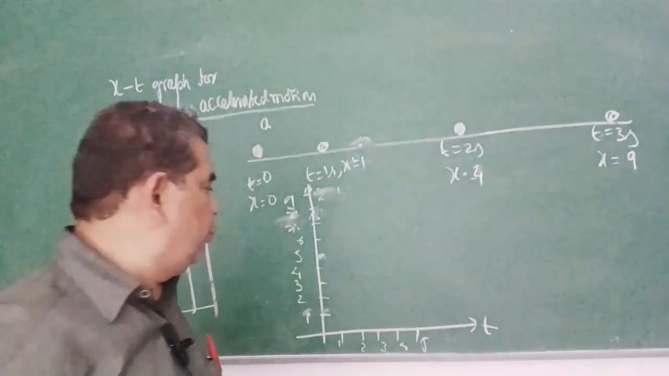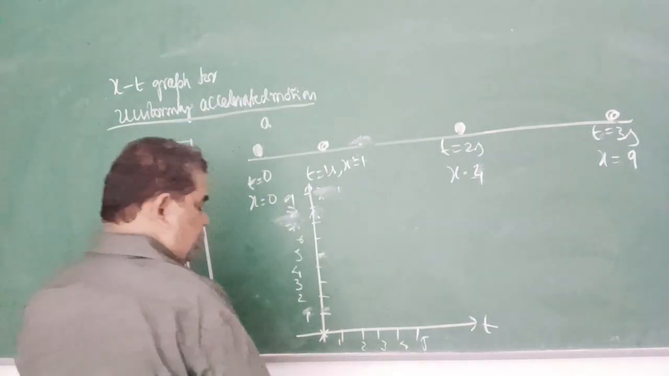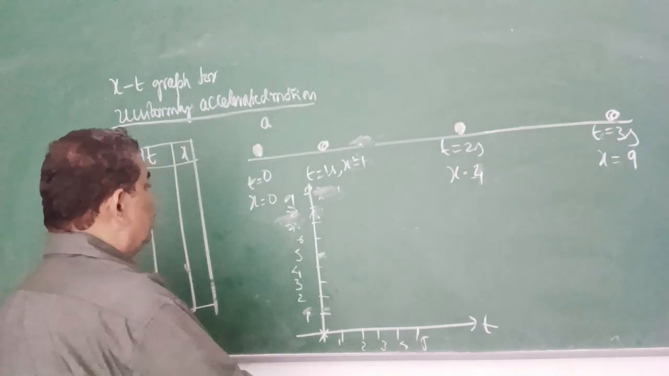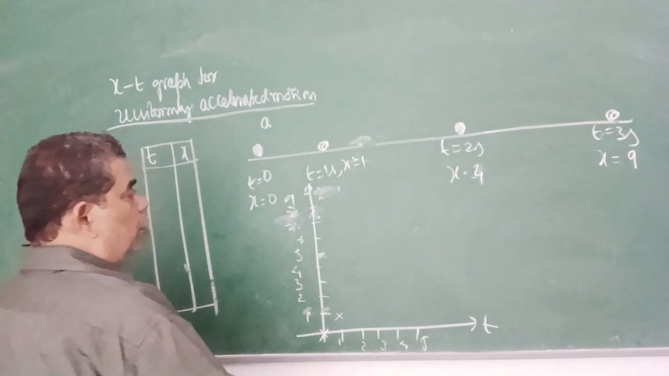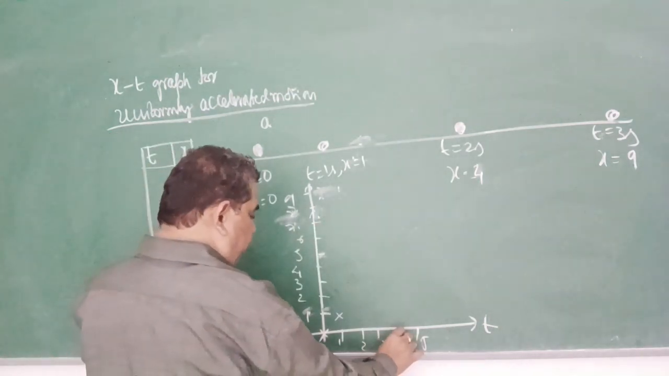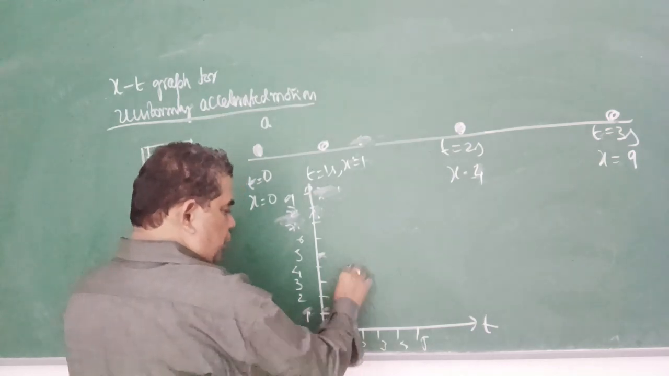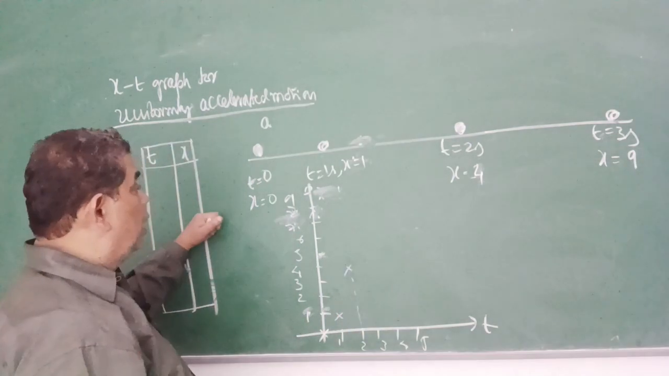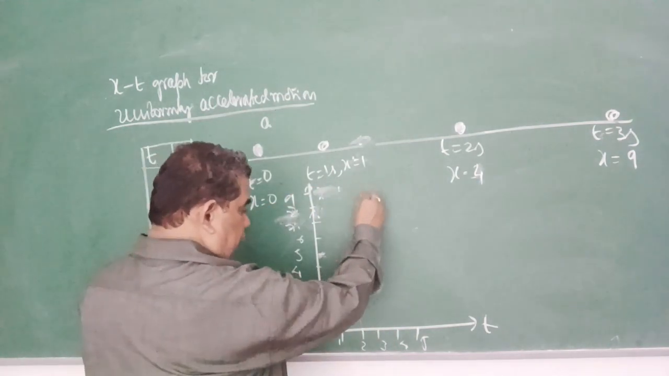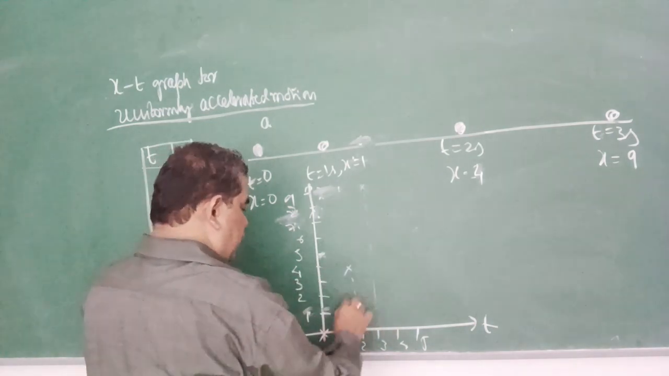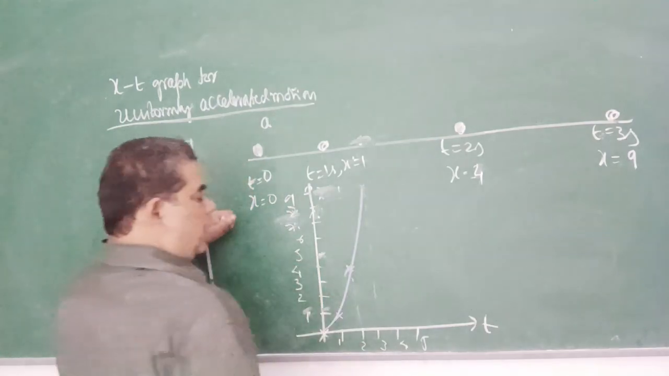Now observe, we draw a graph. First, at 0 second, it is here. And then, for 1 second, x equals 1, somewhere here. For 2 seconds, x equals 4, somewhere here at this point. And then for 3 seconds, x equals 9, somewhere here. So the graph will be like this.